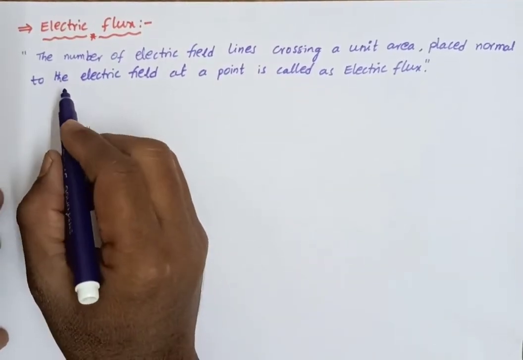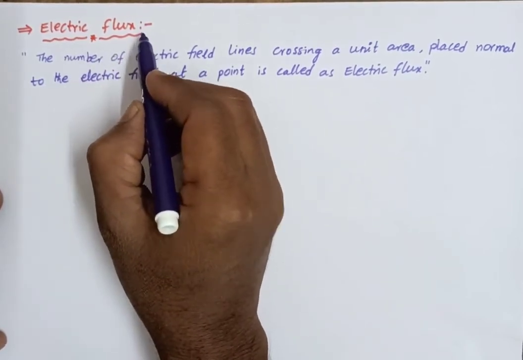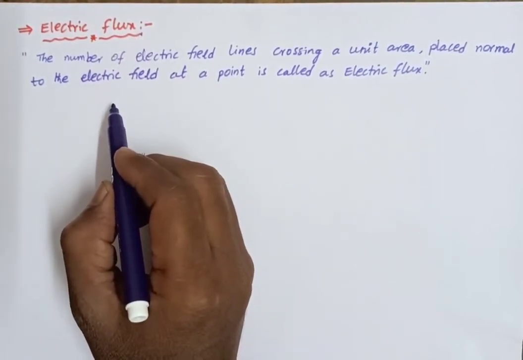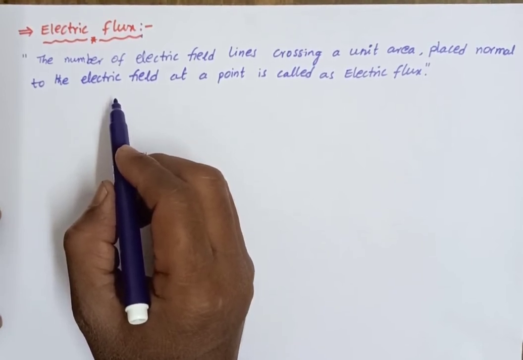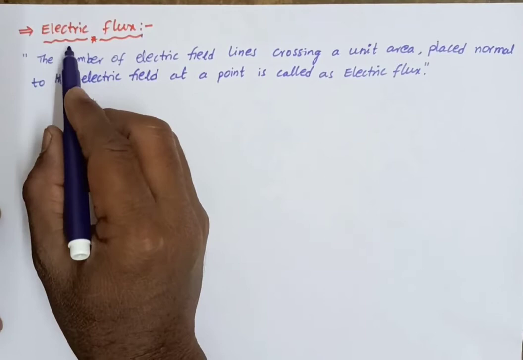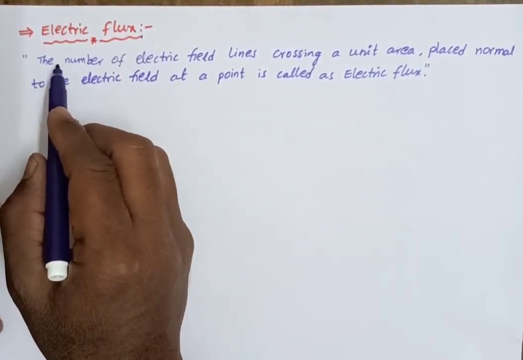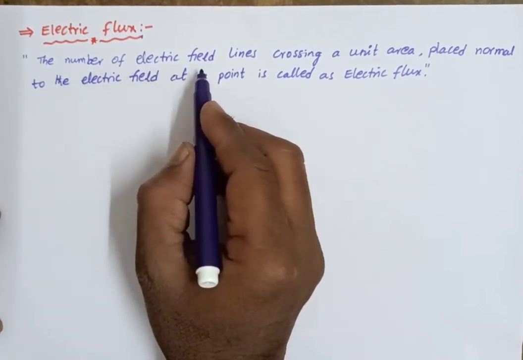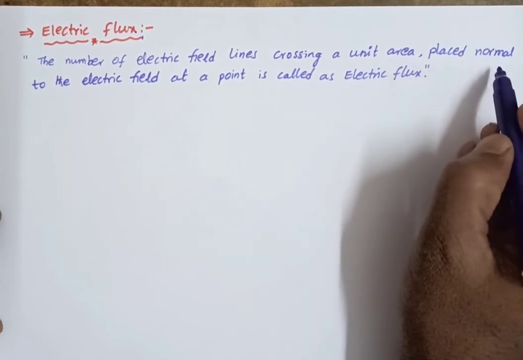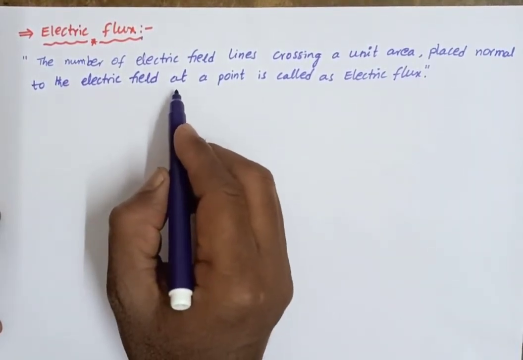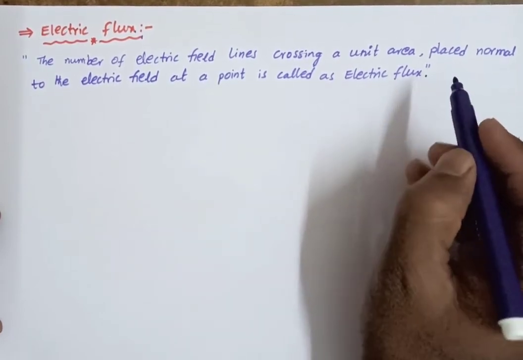Hello students, today we will discuss electric flux. In the previous class we learnt about electric field lines and electric field. So here, electric flux is the number of electric field lines crossing a unit area placed normal to the electric field at a point.